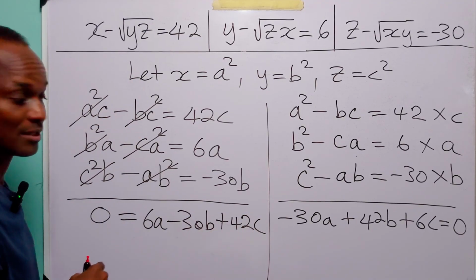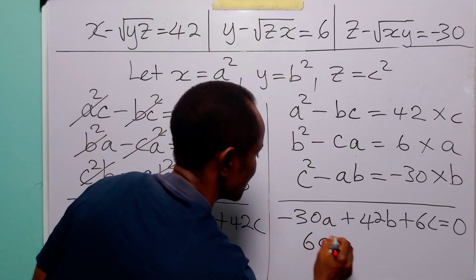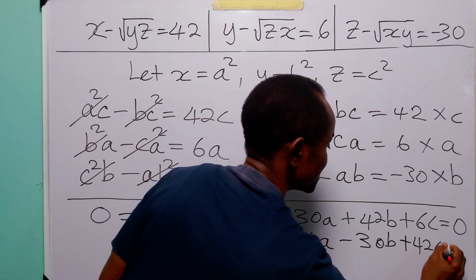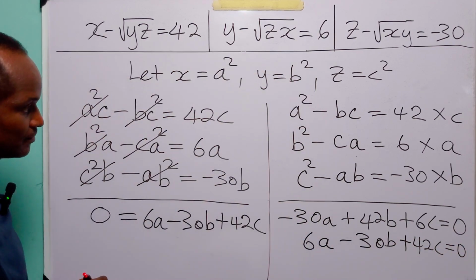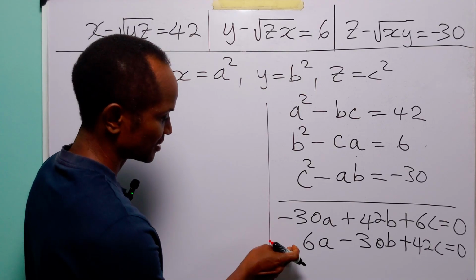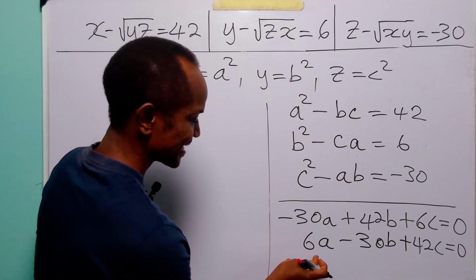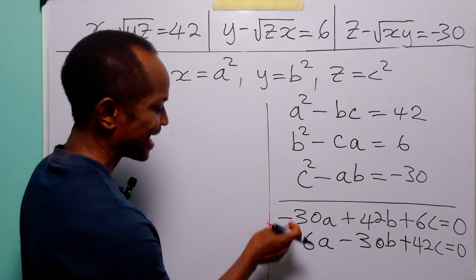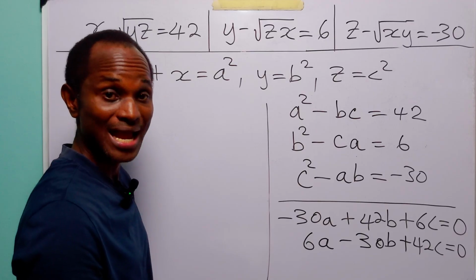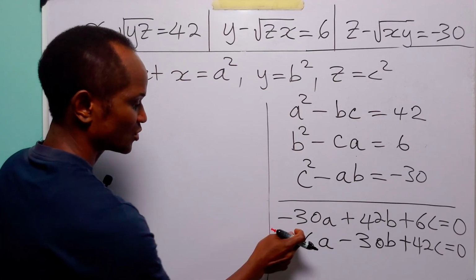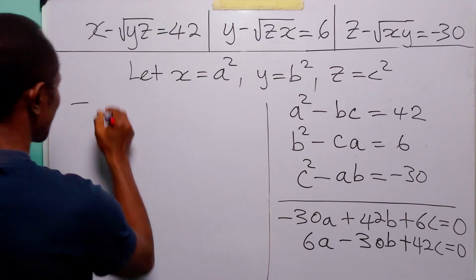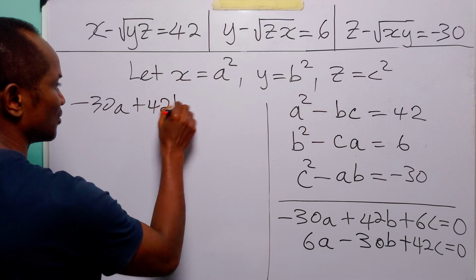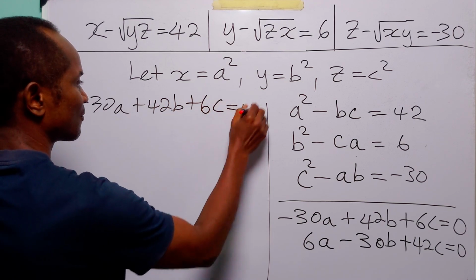So now we have a second equation, that is 6A minus 30B plus 42C is equal to 0. Now, when you look at these two equations, you will notice that if we multiply the second equation all through by 5 and then add it to the first equation, we are going to be able to eliminate A. So what we have is, in the first equation, we have minus 30A plus 42B plus 6C is equal to 0.